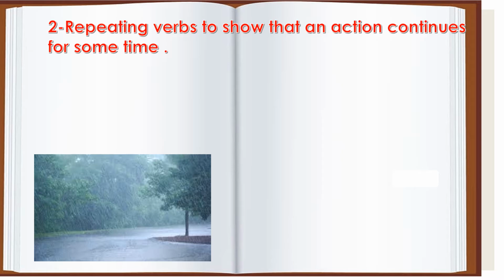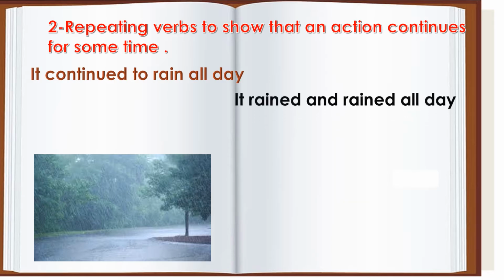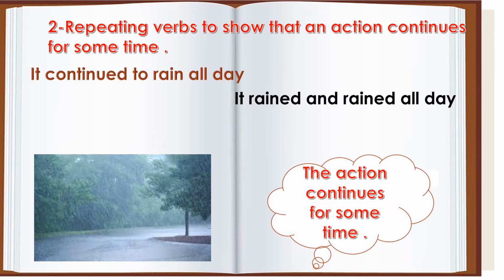The second point that we talked about in our previous lessons is repeating verbs to show that the action continues for some time. For example, if I want to rewrite this sentence, it continued to rain all day. I want to describe that the rain continues for some time. So what can we say? Excellent. It rained and rained all day. Here you repeat the main verb rain in order to show that this action continues for some time, and the rain didn't stop.